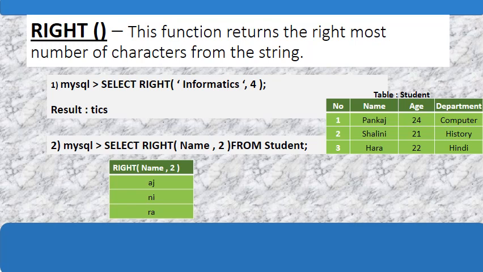Second example, select right(name, 2) from student. This query is for displaying the last 2 characters from the name column. Here 3 names are there. The first name is Pankaj, so the last 2 characters are A and J. And the second name's last 2 characters are N and I. And Hara's last 2 characters are RA. So that will be the output.